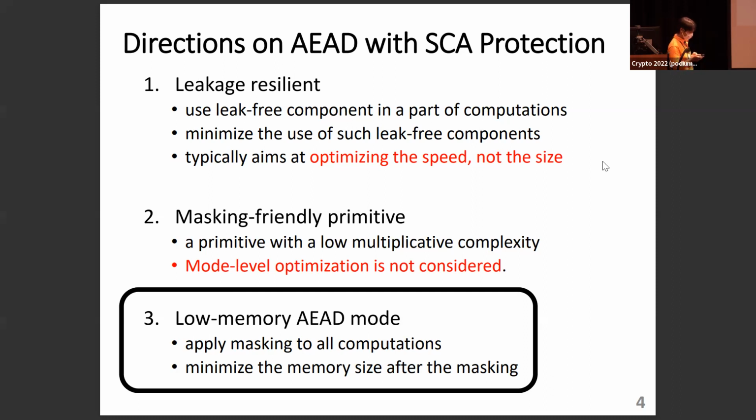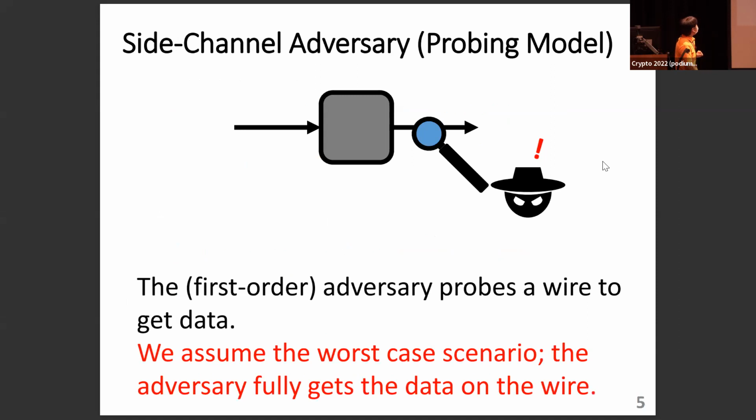So I'm going to explain the masking. The adversary model in this research is a probing model. So the adversary probes a wire to get data. Moreover, we assume the worst case scenario, the strongest adversary, and the adversary can get the full data on the wire if it is probed. And our aim is to develop a construction that is strong even for this strong adversary.